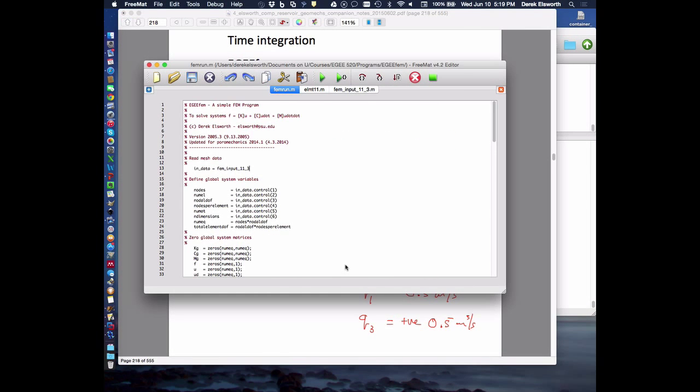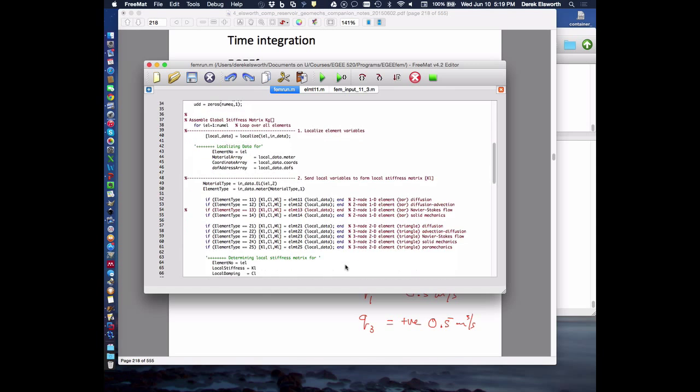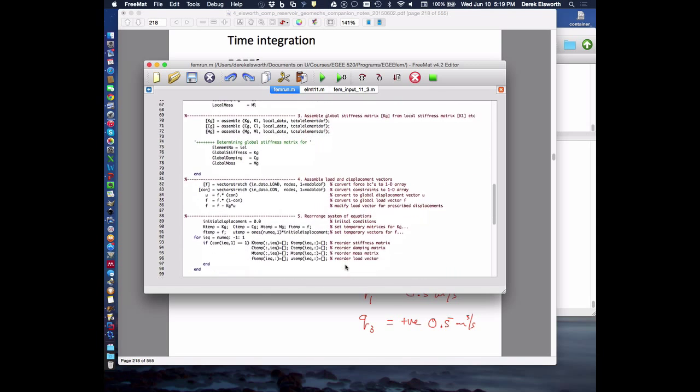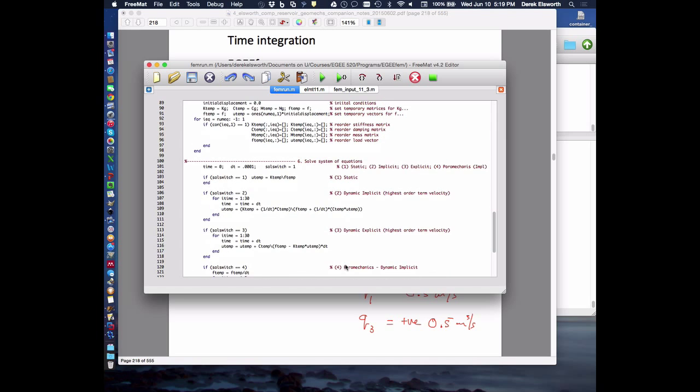And so how do we do that? Let's see if I can remember. We probably don't need to go through all of this stuff here. It's really quite a simple system. This is the part. Yeah. So here's the part. So solve the system of equations.